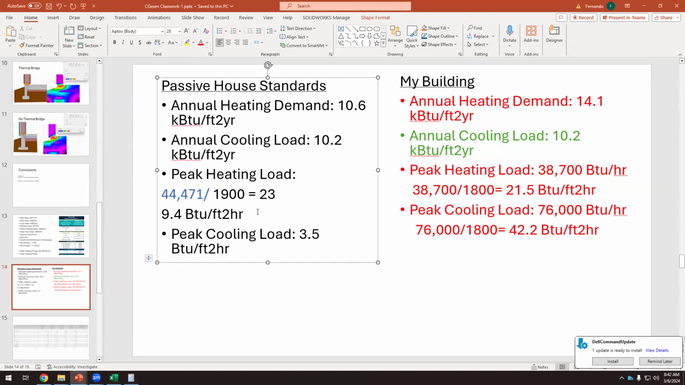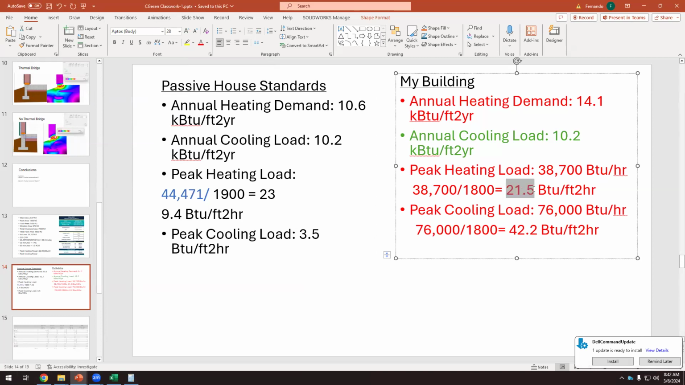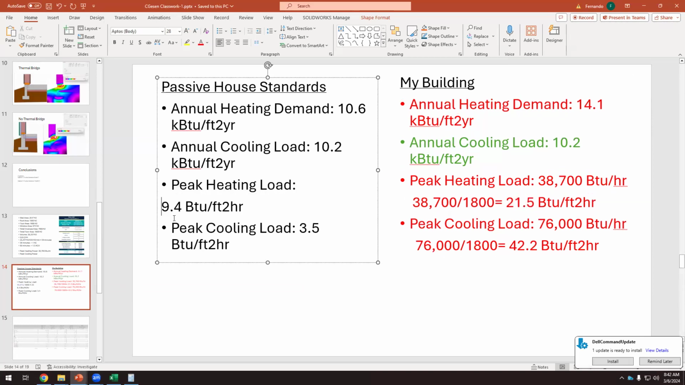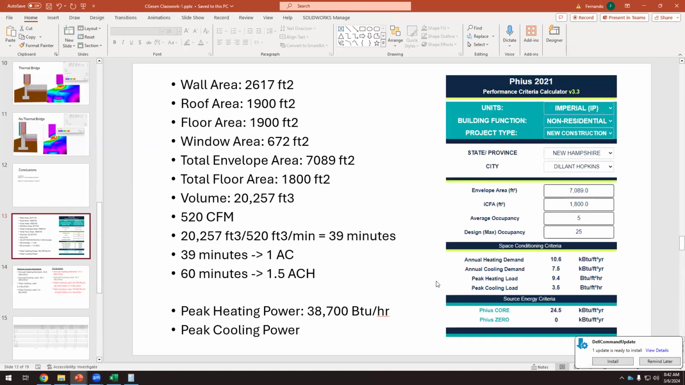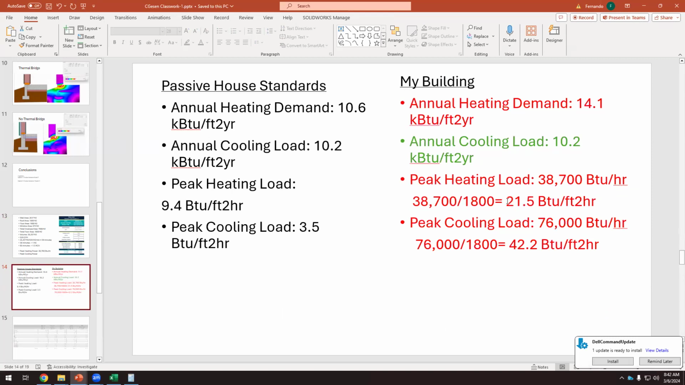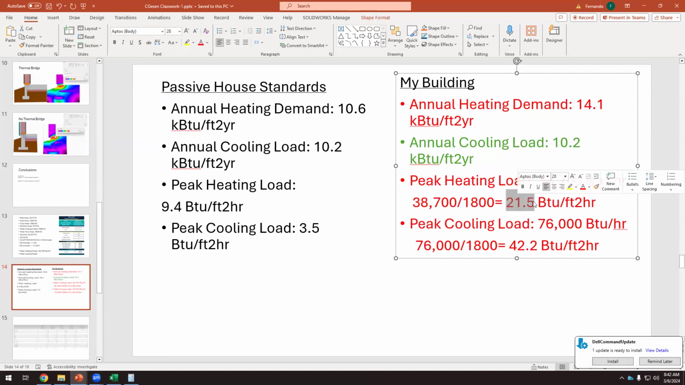It's not 9. Yeah, I think 23 is okay. So 9.4 is the limit that we have here. Okay, that's right. And you have the peak heating as 21. So 21, 23 doesn't matter, but I have to check that you have done this correctly.